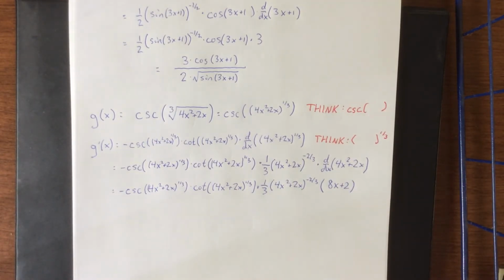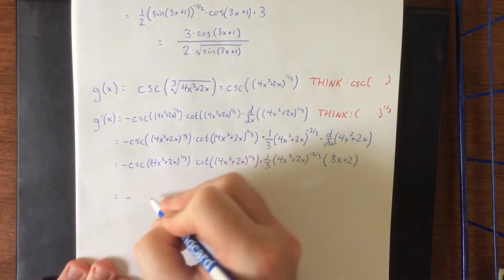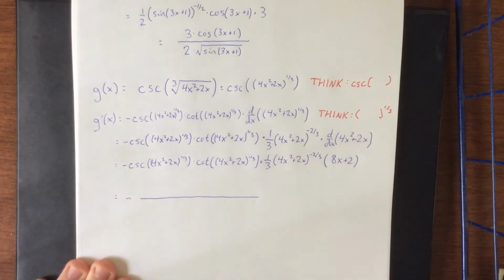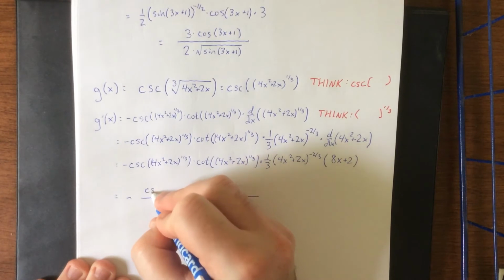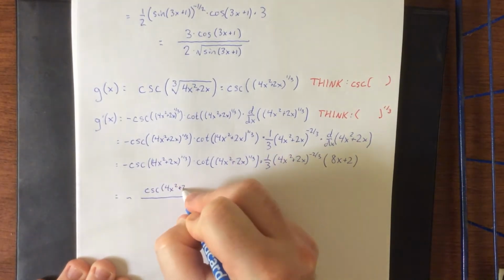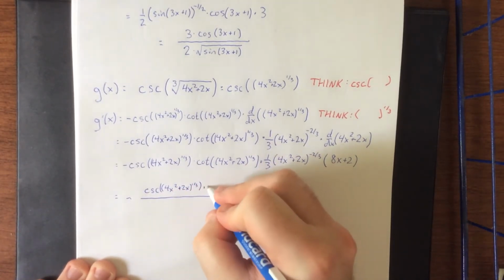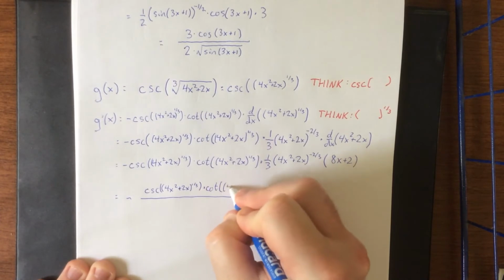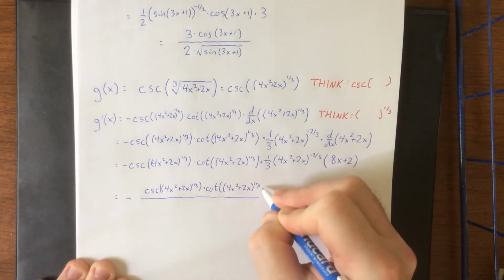Now if you're interested in doing something similar to what we did for the previous problem, that would probably help clean this up a little bit. We'll maintain that negative in front of the fraction. The cosecant and the cotangent can both go up top. So cosecant of 4x squared plus 2x to the 1/3 power times the cotangent of 4x squared plus 2x to the 1/3 power.